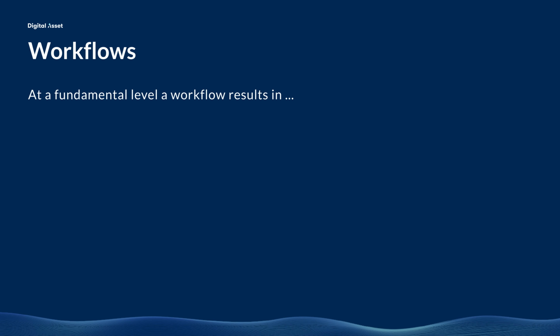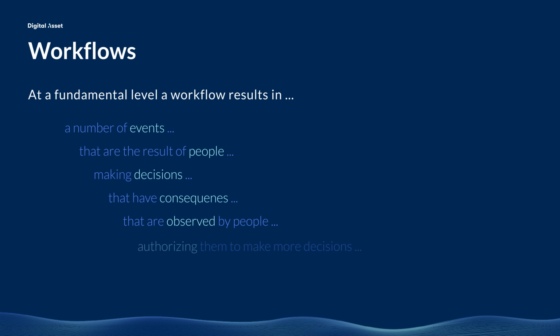When we reconsider business workflows from first principles, we see that it consists of a number of events that are the result of people making decisions that have consequences that are observed by people, authorizing them to make more decisions resulting in more events. Events, people's decisions, consequences, observation, authorization. These are the fundamental building blocks of a distributed workflow, and at the center of them is making decisions.